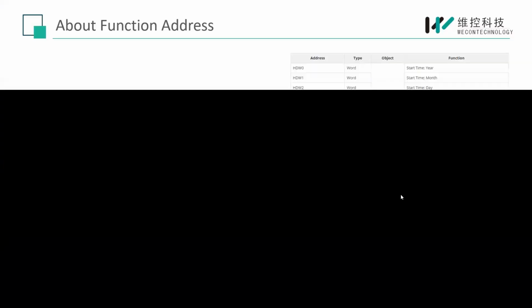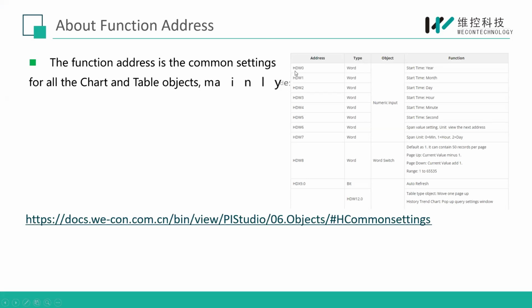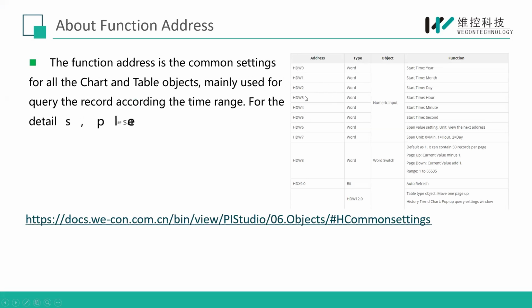So you can see on my PPT that if you set the register function address HW0, then the first 6 registers, HW0 to HW5, are for year, month, day, hour, minute, and second. The function address is a common setting for all the chart and table objects, mainly used for querying records by time range. For the details, please check the following link. You can also check this link to view this in detail. HW6 and 7 are for the unit of the span value. And number 8 is a word switch for the page up and down option.